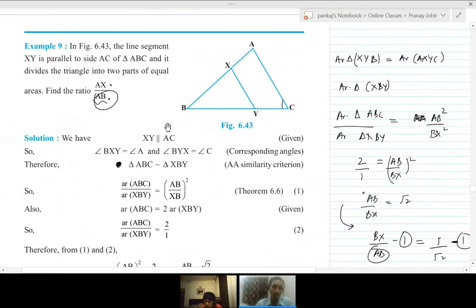The line segment XY is parallel to AC of a triangle ABC, and it divides the triangle into two equal parts. So we need to find AX by AB. AX we can't find from any triangle because it is just a part of this strange quadrilateral, a trapezium to say. What we can do is 1 minus BX by AB, right? We have studied a small trick in 2, 3 questions. So then obviously AB minus BX we would get AX. That is for sure.